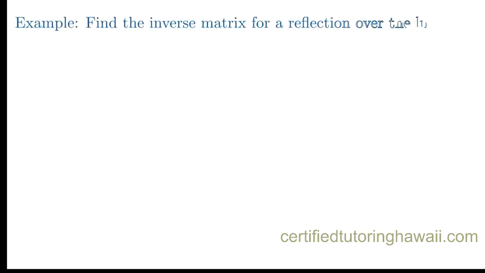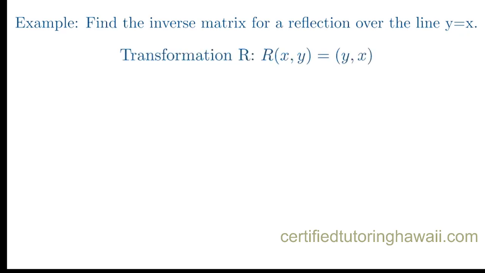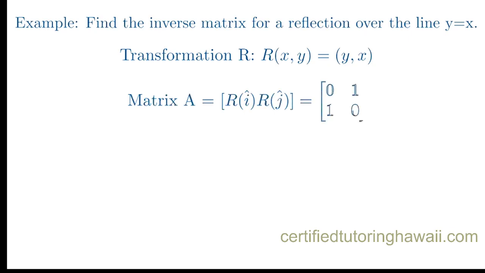Let's apply the inverse formula. Our objective is to find the inverse matrix for a reflection over the line y equals x. This will show how to use the inverse formula. First, we need the matrix for this transformation. A reflection over the line y equals x swaps the x and y coordinates. So the vector (x, y) becomes (y, x). Let's call this transformation R. To find the matrix, we see where the unit vectors land. R of (1, 0) is (0, 1). R of (0, 1) is (1, 0). So the matrix, let's call it A, is [0, 1; 1, 0]. This is one of our most important basic matrices.